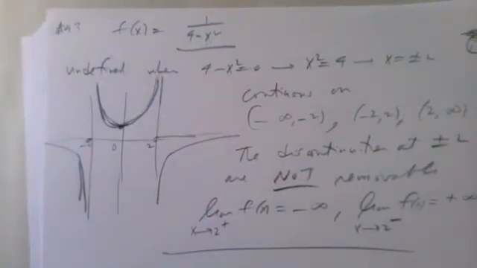The limit of this function as x approaches 2 from the right is -infinity. The limit of this function as x approaches 2 from the left is +infinity. There's no way to define this function at plus or minus 2 that makes this continuous. So these 2 points are discontinuities that are not removable.